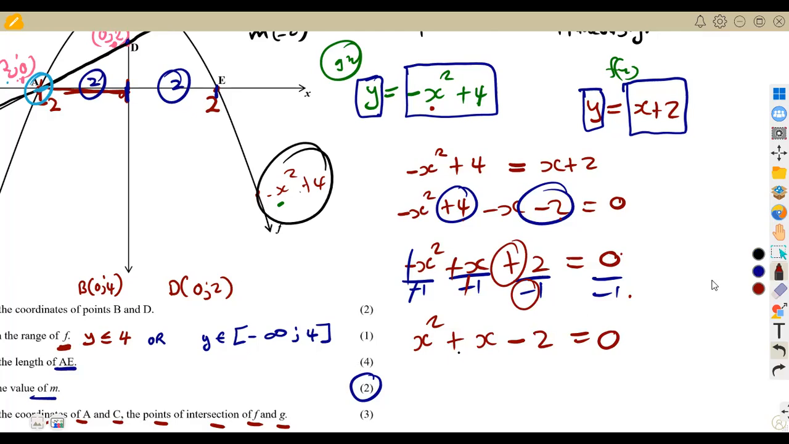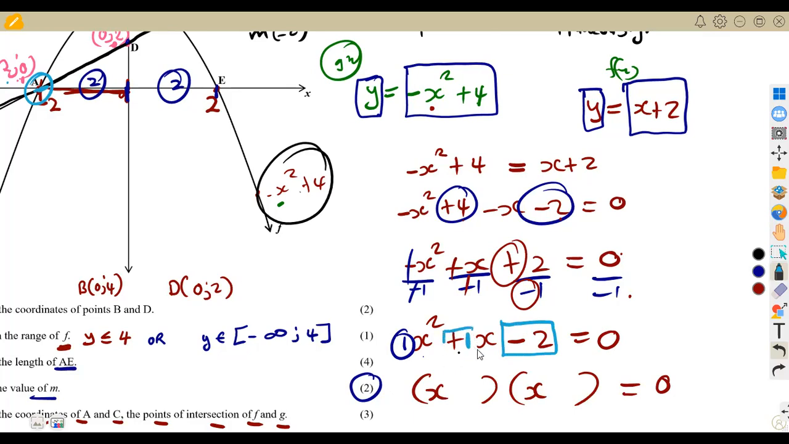So there I can factorize because I have the coefficient of x squared, which is 1. So I can just have 2 brackets, equate them to 0. So this is x and this is x. So what am I going to do? I'm going to consider, remember, the factors of the constant that add up to get 1.